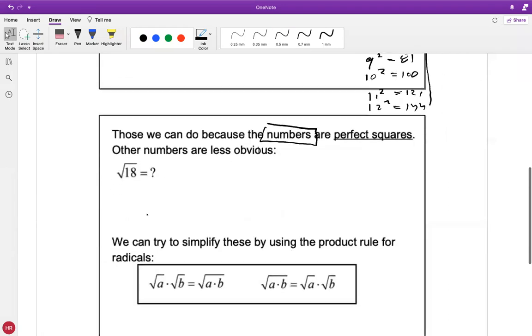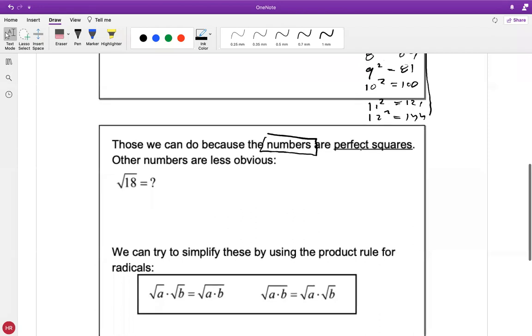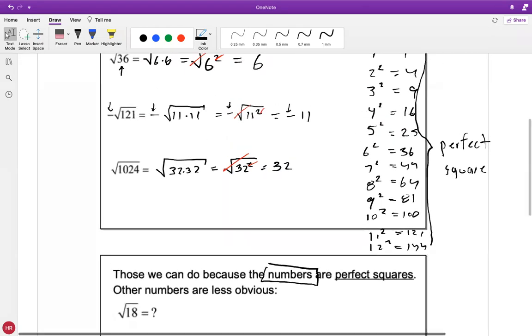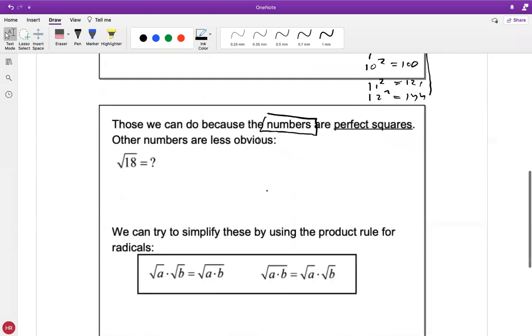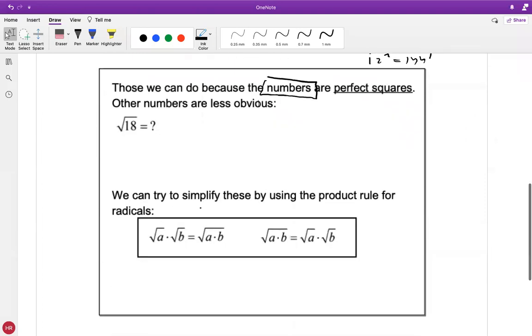Other numbers are less obvious. Like 18, if you look up at our list of perfect squares, is not on our list. We go from 16 straight to 25. There's no whole number, like 4 or 5 or 6, you can multiply by itself and get 18. So we're going to use what we call the product rule for radicals.